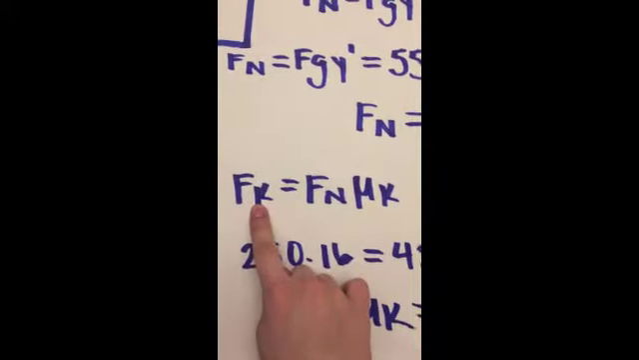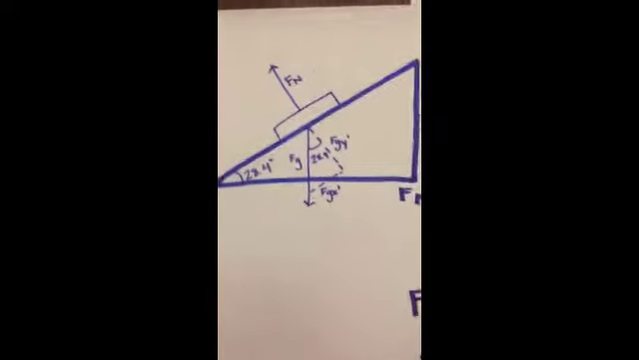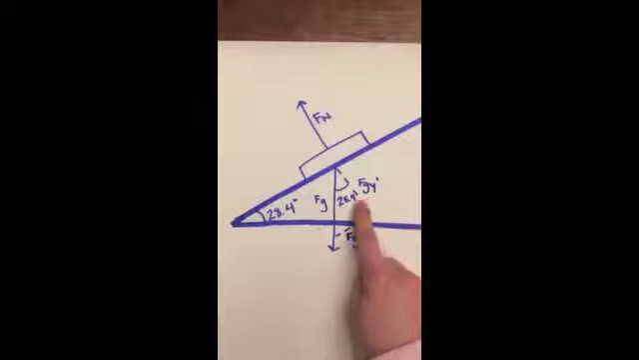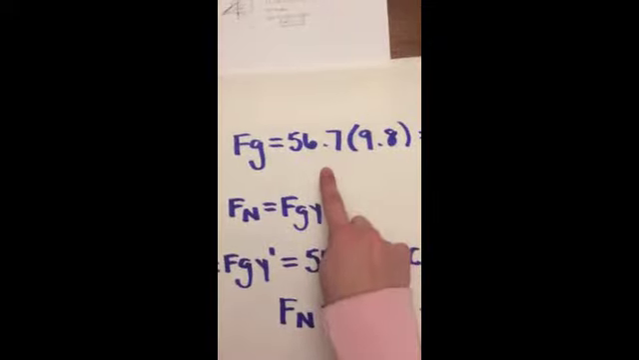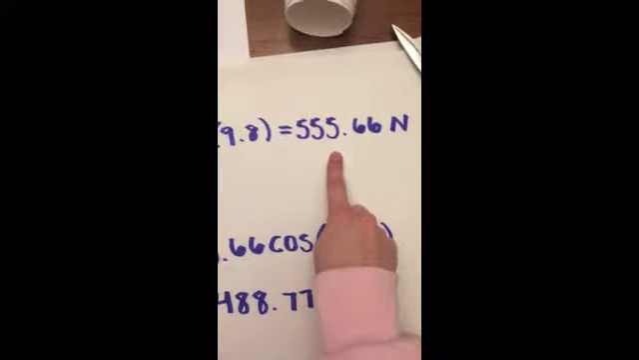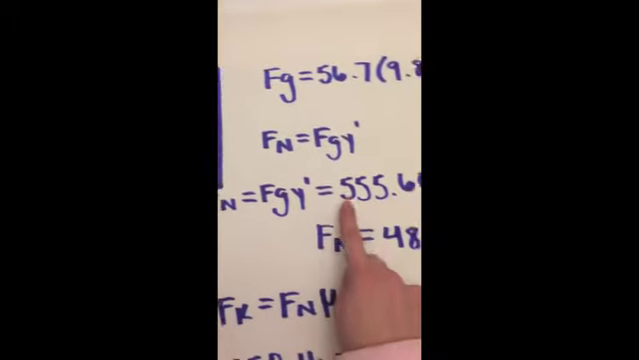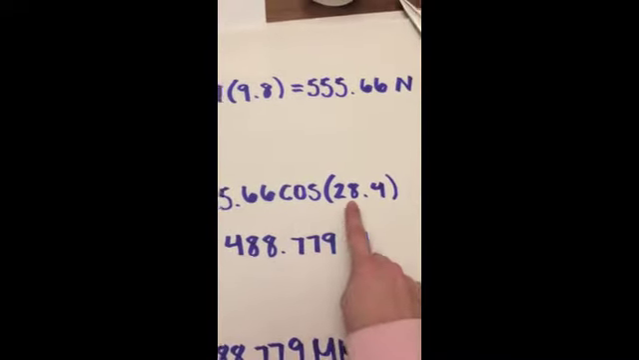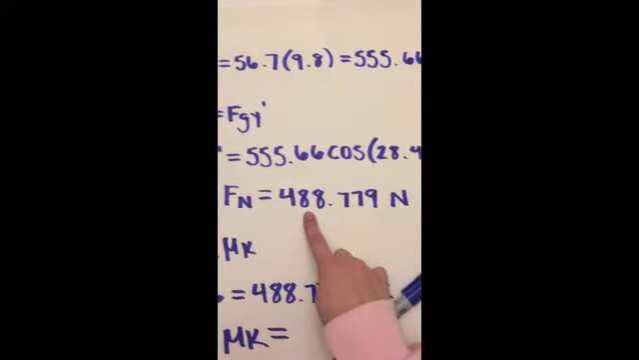Now that we have force kinetic, in order to find the coefficient of kinetic friction, we have to find force normal. If we look at this diagram, we see that force normal will equal the y component of the force of gravity. To find that, we first find the force of gravity, which is mass times the acceleration due to gravity, which equals 555.66 newtons. We know that force normal equals the y component of gravity. To find this, we do the force of gravity times the cosine of the angle 28.4. We find that the normal force is 488.779 newtons.